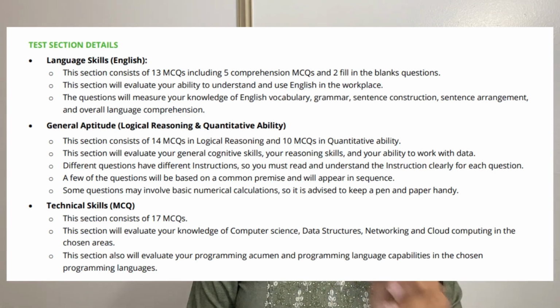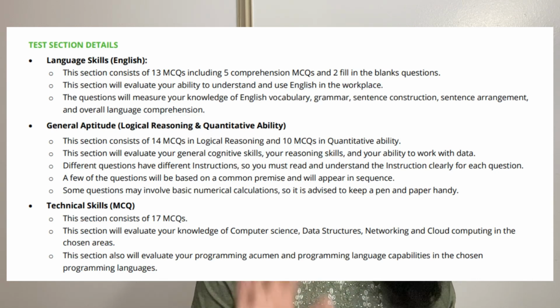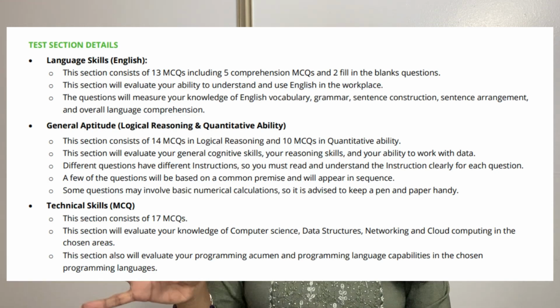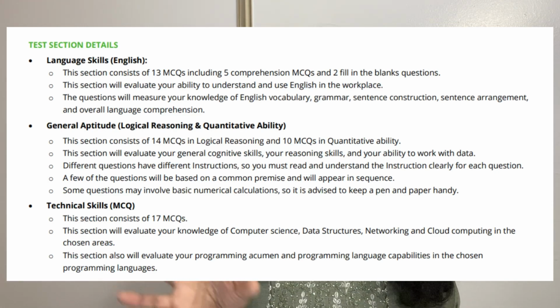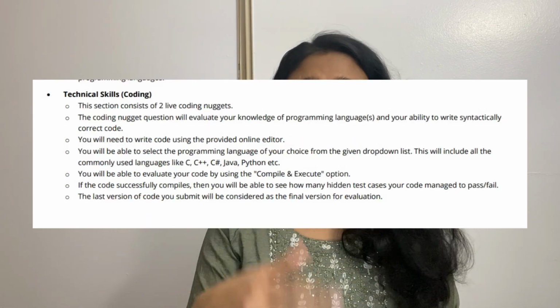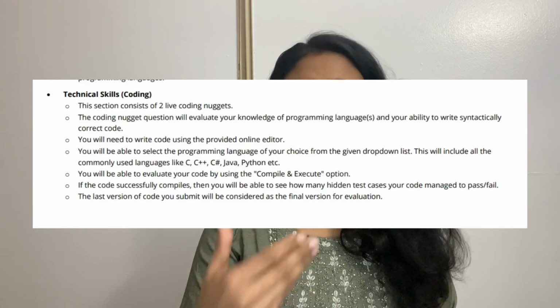1 live programming and 1 coding nugget. But for science background, they have eliminated the live programming, only 2 live coding nuggets. Means you have to make sure that your syntax and everything is right. Again, you will be given options: C, C++, Java, Python, and C#. From these options, select the language that you are most comfortable with and do the 2 live coding nuggets.